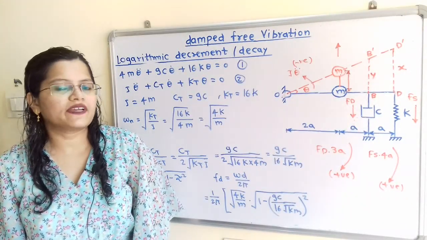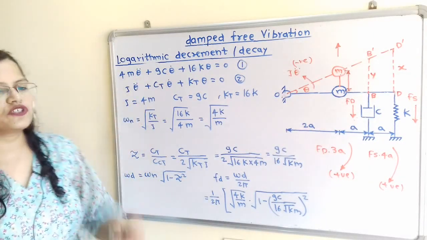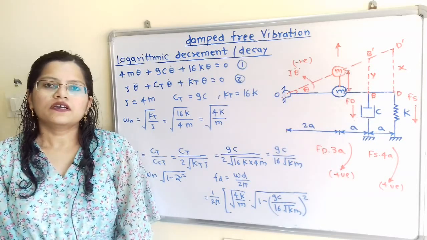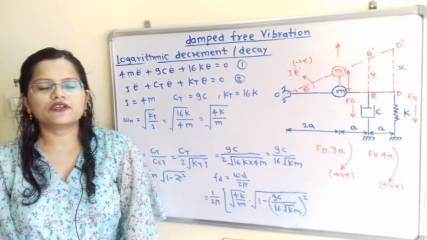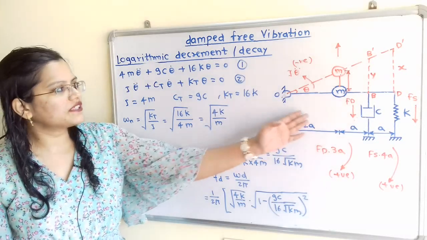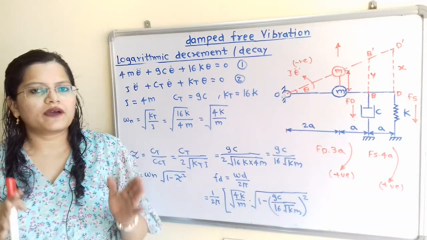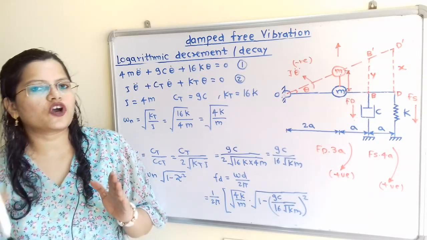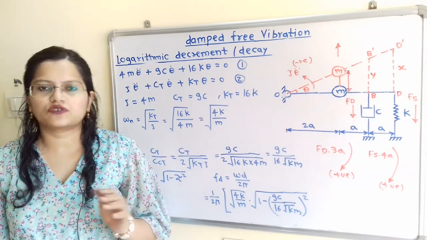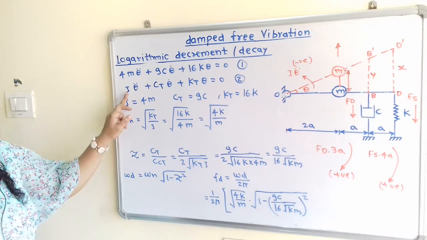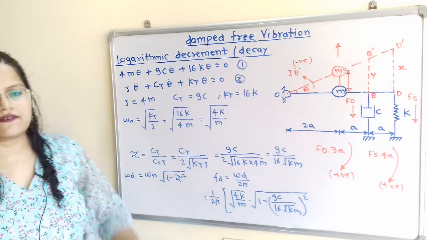To find the equation for the damped frequency for this system, we will compare the equation of motion for the system with the fundamental equation of motion for damped free vibration. The equation for this system is in terms of theta, so we have to take the fundamental equation of motion for the torsional system, because that is also in terms of theta. What is this fundamental equation? I theta double dot plus ct theta dot plus kt theta is equal to 0.